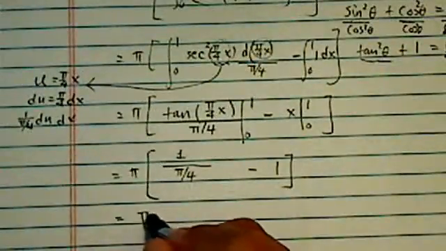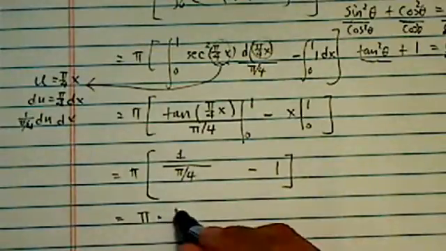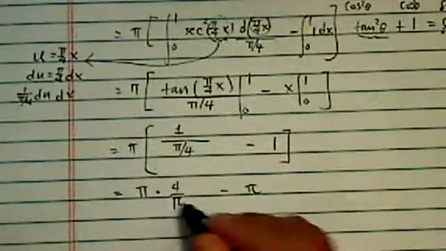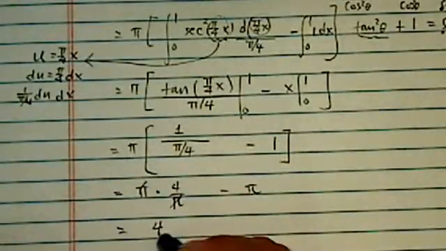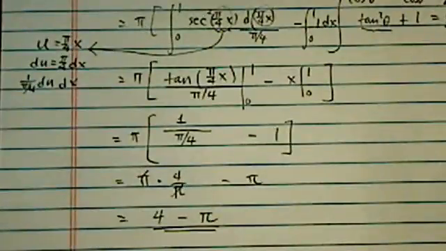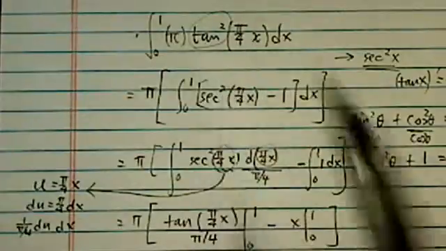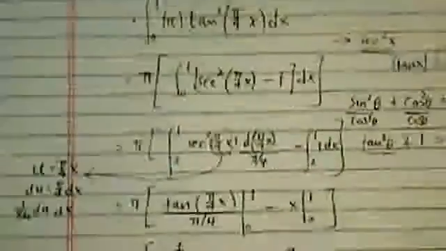One more step. Pi times, I'm going to flip this one, so it's 4 over pi minus 1. Distribute it in there, and then my final answer is 4 minus pi. Okay, so that's how we solve this kind of integration problem involving tangent squared. I hope it's clear.